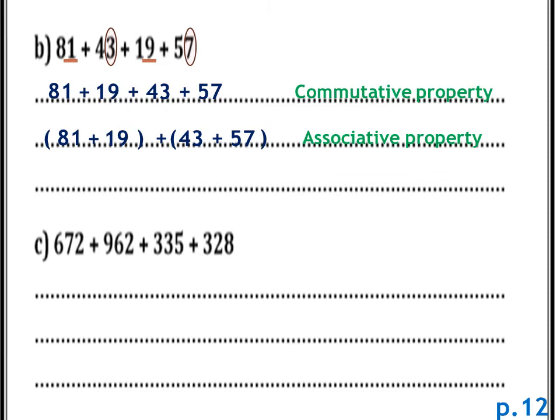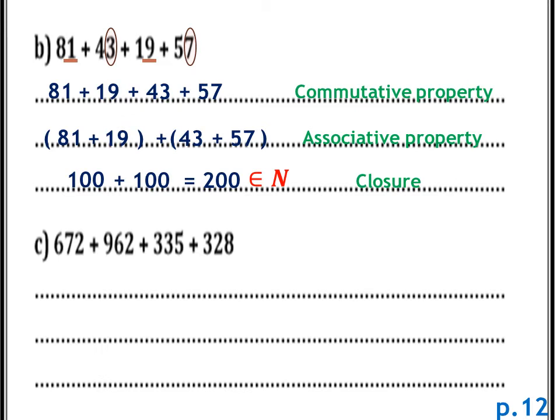And now use your calculator and write 81 plus 19. It equals 100. Plus write 43 plus 57 on the calculator. It will also be 100. So the answer here, 100 plus 100 is 200. And 200 belongs to N, which means the closure property.